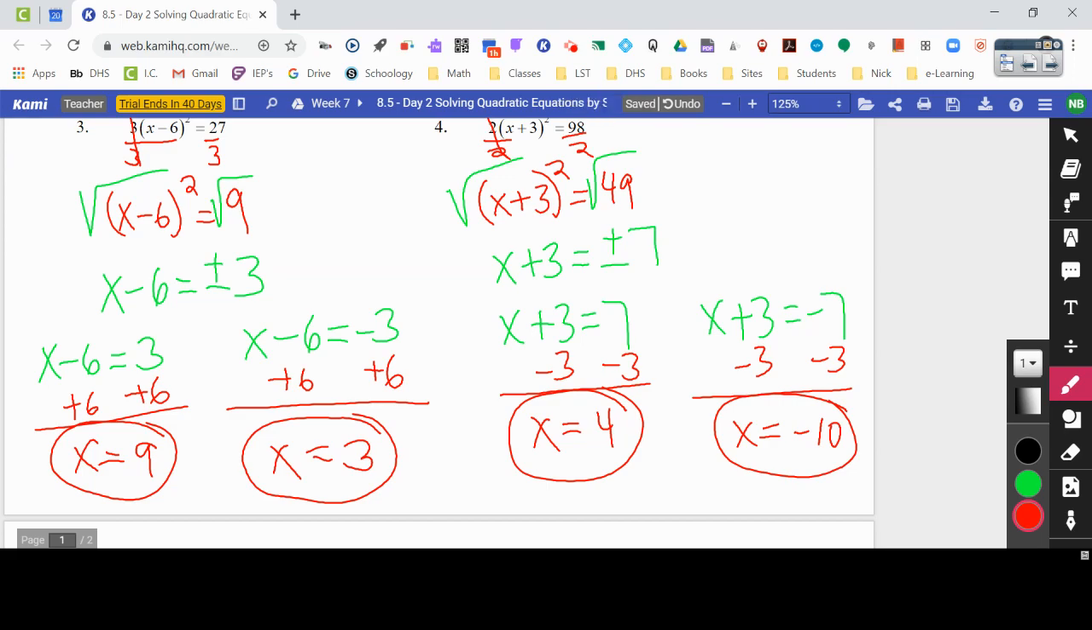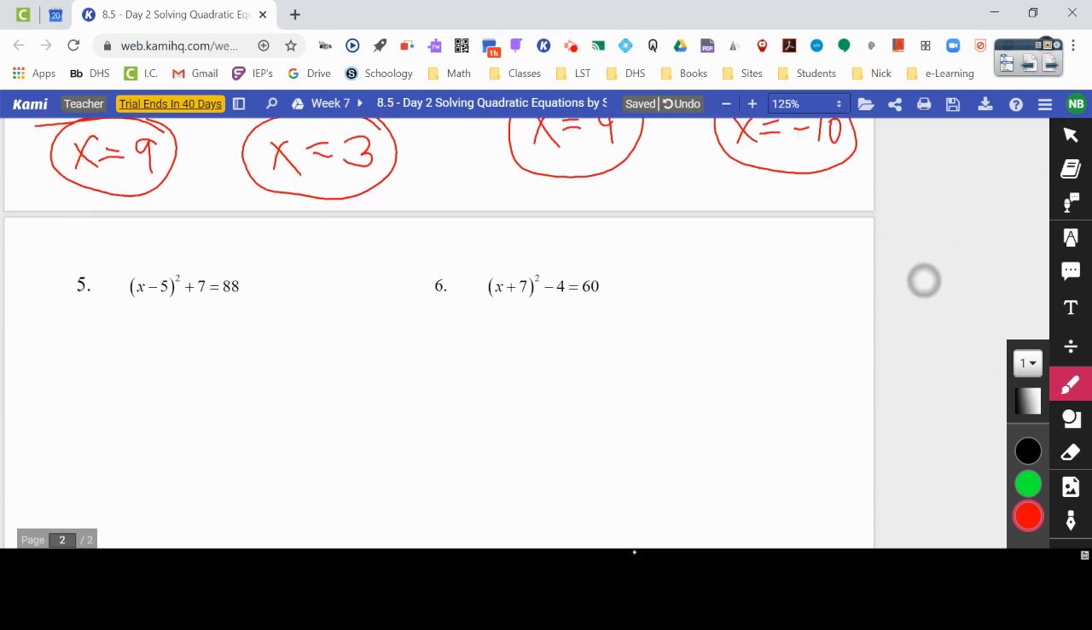So hopefully you got those as your two solutions, or at least one of them. So great job if you did. And again, if you didn't, that's okay, right? We're going to do more practice here. All right, we got two more to do here.